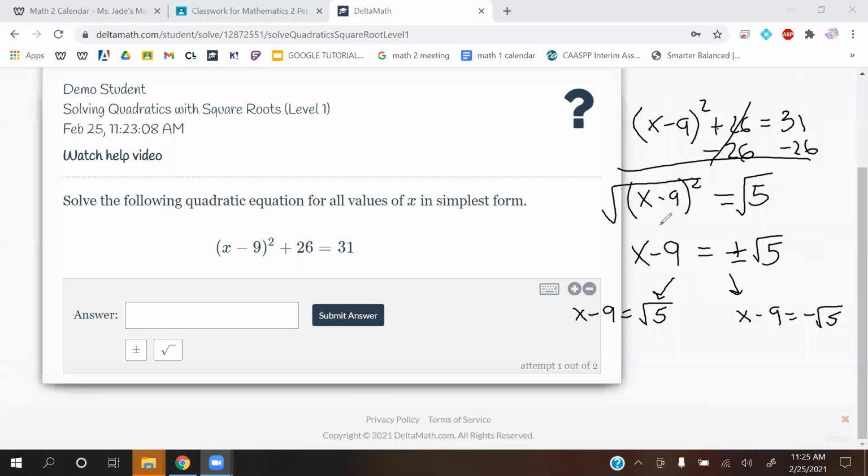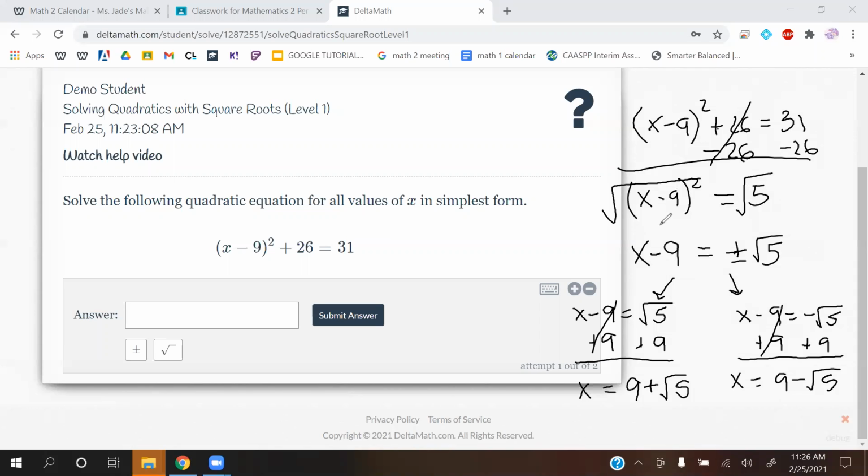Okay, so our final step will be to add 9 to both sides in each of our equations so that we can solve for x. So in this first equation, we add 9 on both sides. We get x is equal to 9 plus square root of 5. Take a look at our second equation. We still need to add 9 on both sides so that we get rid of this part. And then we would get x is equal to 9 minus square root of 5. So we have two answers. We got 9 plus square root of 5 and 9 minus square root of 5.